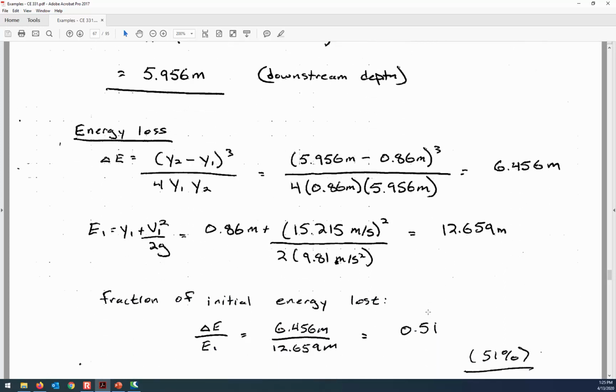On a percentage basis, that works out to about 51%. What I've done is I've said it's the delta E divided by E1. So that's how we find out the fraction of energy that was lost in the jump. And if you have to dissipate the energy somewhere, like water flowing down a spillway, losing elevation, picking up velocity, that energy is either going to tear apart the channel downstream, or it's going to go through a hydraulic jump someplace in a controlled way. A hydraulic jump can be a really useful tool to make sure that the energy isn't destructive in places where it would cause a lot of damage.